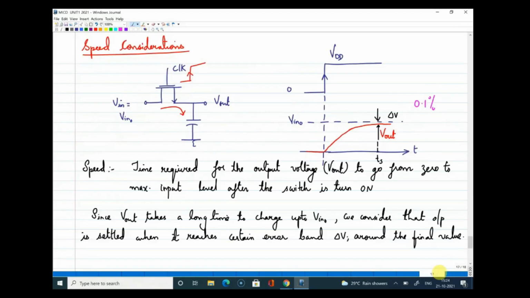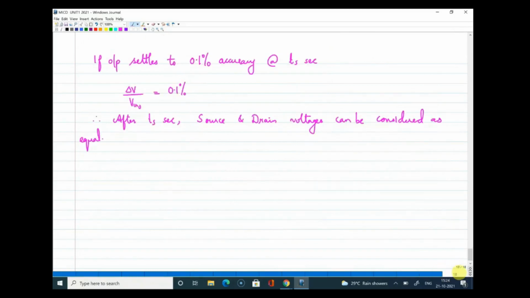So what I was telling is, when you use a switch and a capacitor, your capacitor will not reach the final value all of a sudden, because a capacitor charges exponentially and it will take a long time. So what we generally do is we consider if the output is falling within a specific error band, which depends on the accuracy specifications. If it falls within that band, we'll consider the source and drain to be at equal voltage, right?